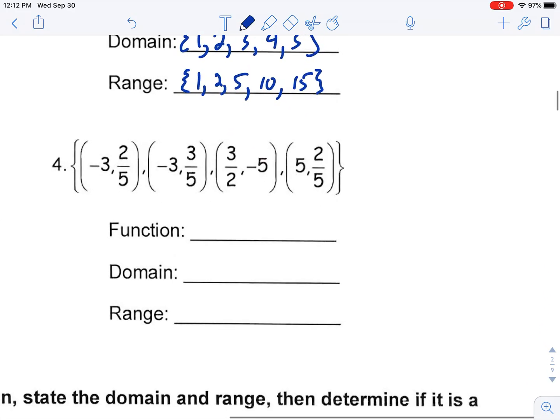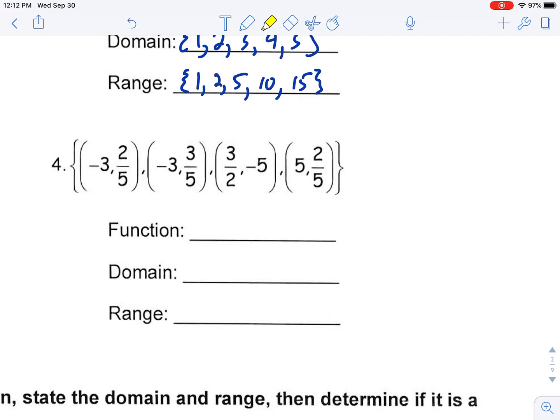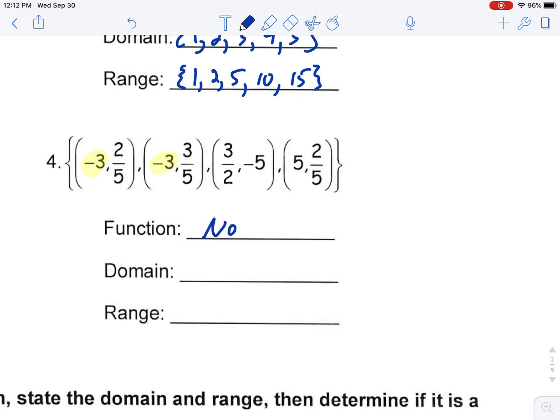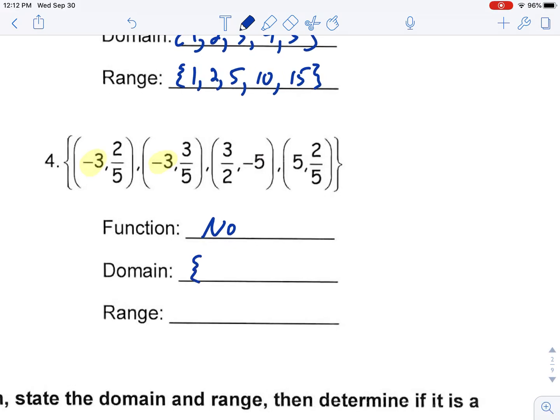Let's look at number 4. Is this a function? Well, look right here. -3 is an x value twice. You cannot use an x value more than once, so no, this is not a function. It still has a domain and range. Domain is the x values. So the x values are -3, -3, 3 halves, and 5.